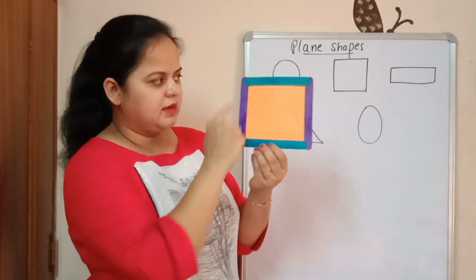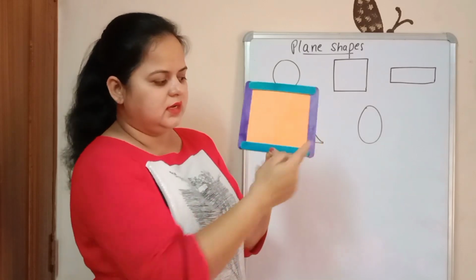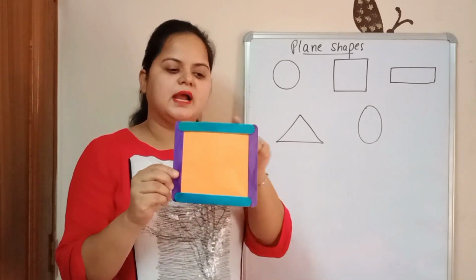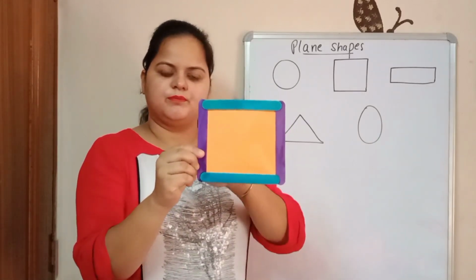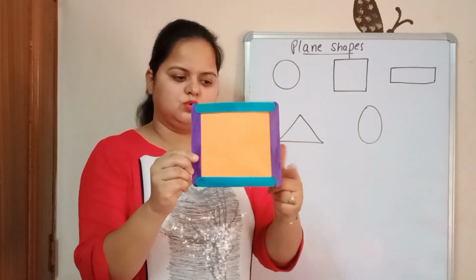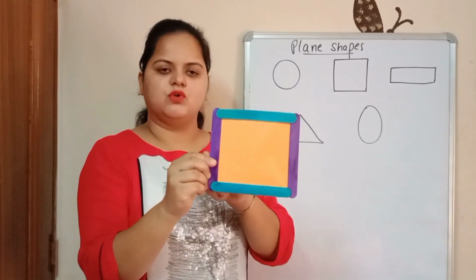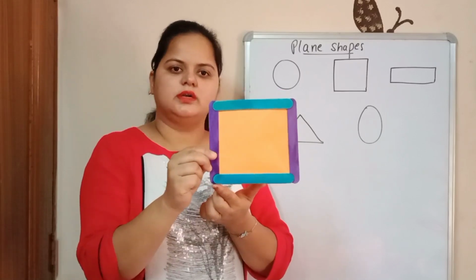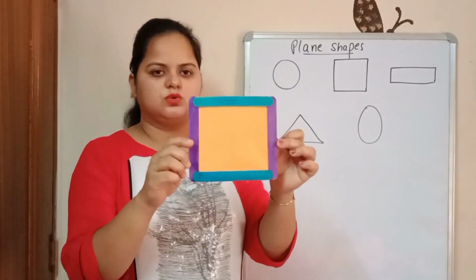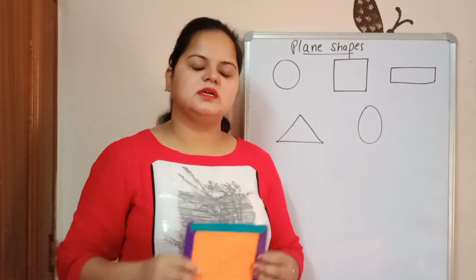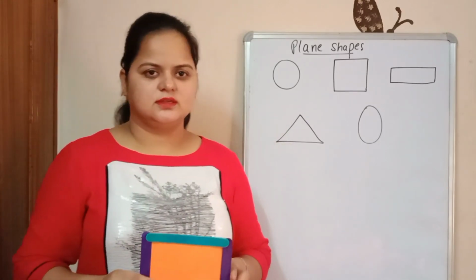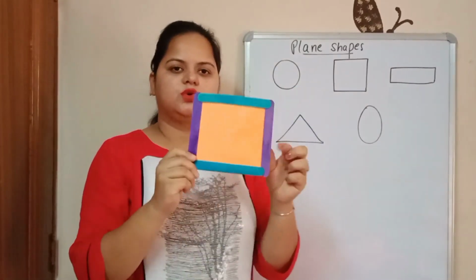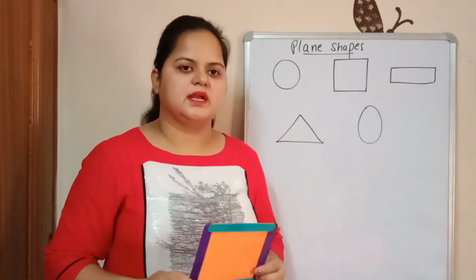And here 1, 2, 3 and 4. These four are the sides of a square. These are the sides and these are the corners of a square. So a square has four corners and four sides, and the four sides are equal. A square has four equal sides.